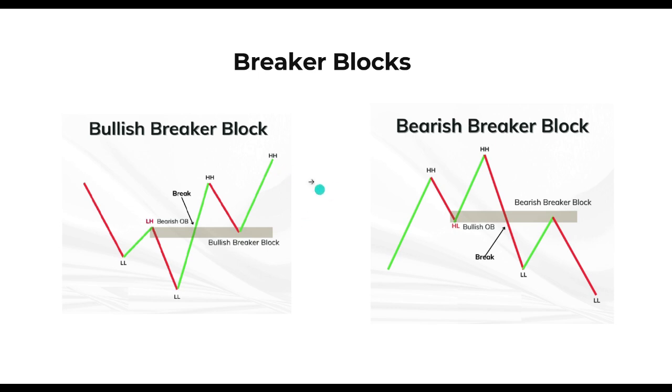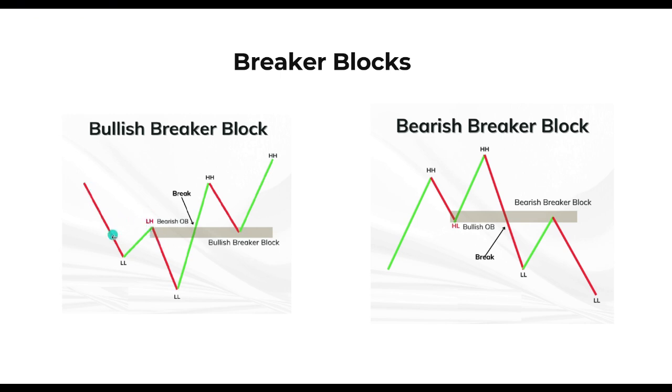Now we have an illustration of what breaker blocks are. Remember, order blocks are found in the trend. Meanwhile, breaker blocks are different. They are found after a break of market structure. A breaker block is essentially a failed order block of the opposite trend. So before the trend changes direction, the last order block before the break of structure is what we refer to as the breaker block.